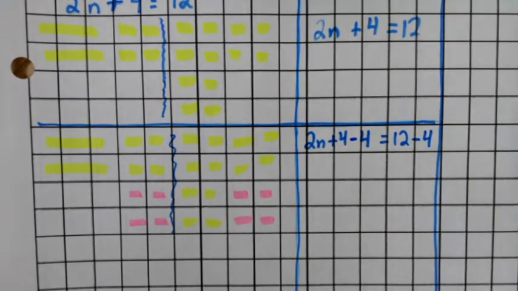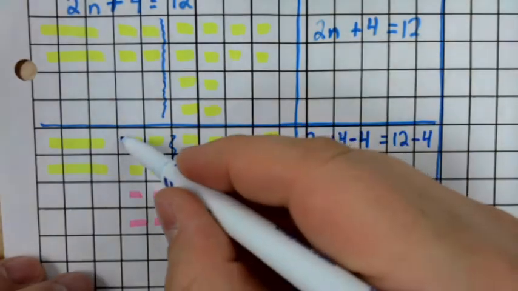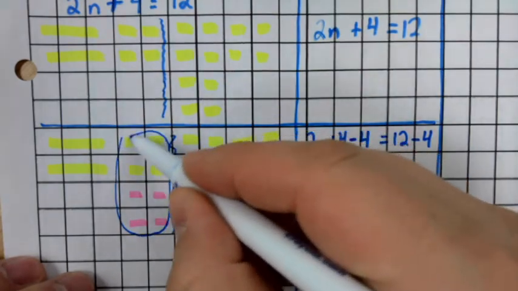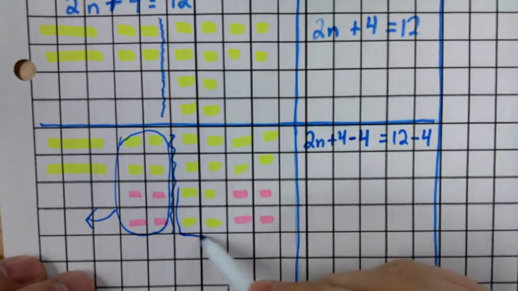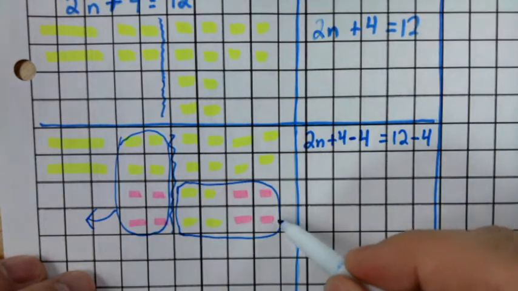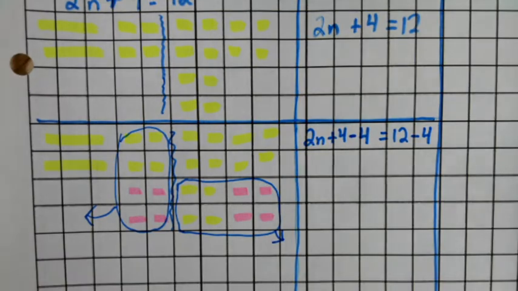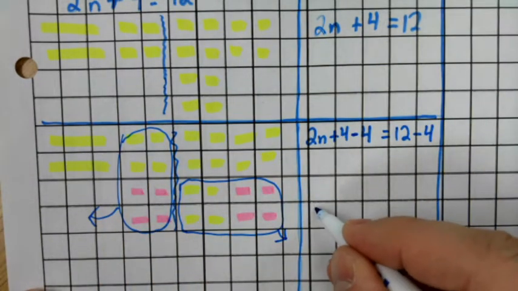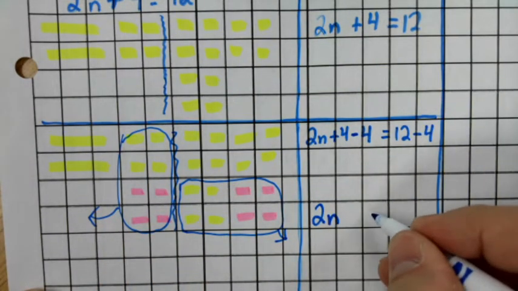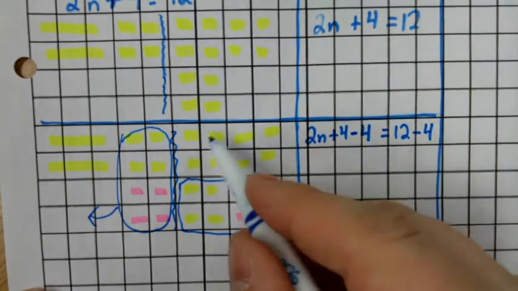Now we're going to cancel some of this out in our next step, which I'm going to draw. Our next step is to remove these here, right? We're going to take these 4, we're going to remove them. We're going to take these here, 4 and 4, and we're going to remove them. And what remains? Well, we have 2n that remains, and that equals 8.